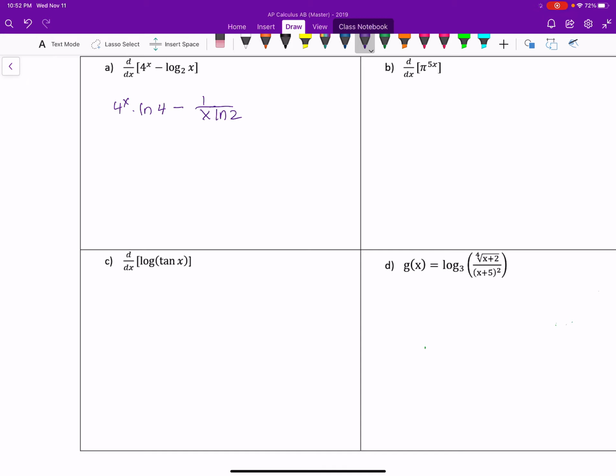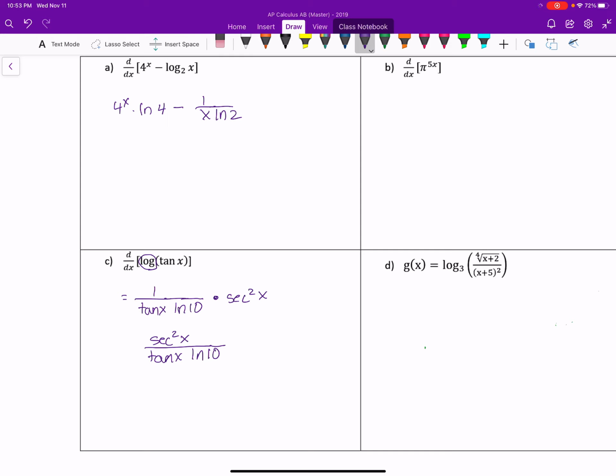Going straight down. In this case, I have to do a little bit of chain rule here. It's going to be 1 over tangent of x. That's what's inside the logarithm. The base is not e, so that's the natural log of 10, times the derivative of the inner function, which is secant squared x. So that's going to be secant squared x over tangent of x times the natural log of 10.